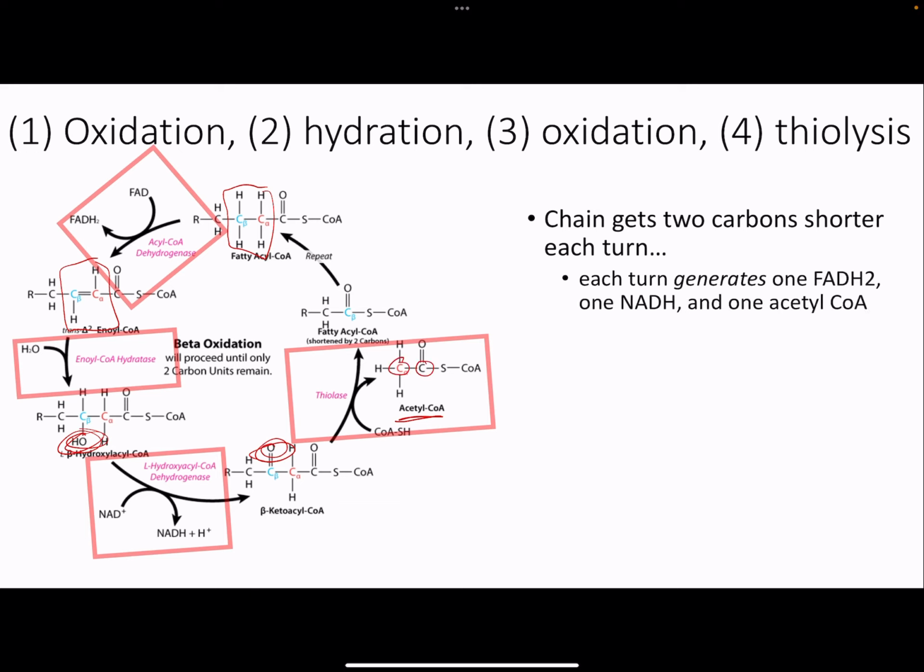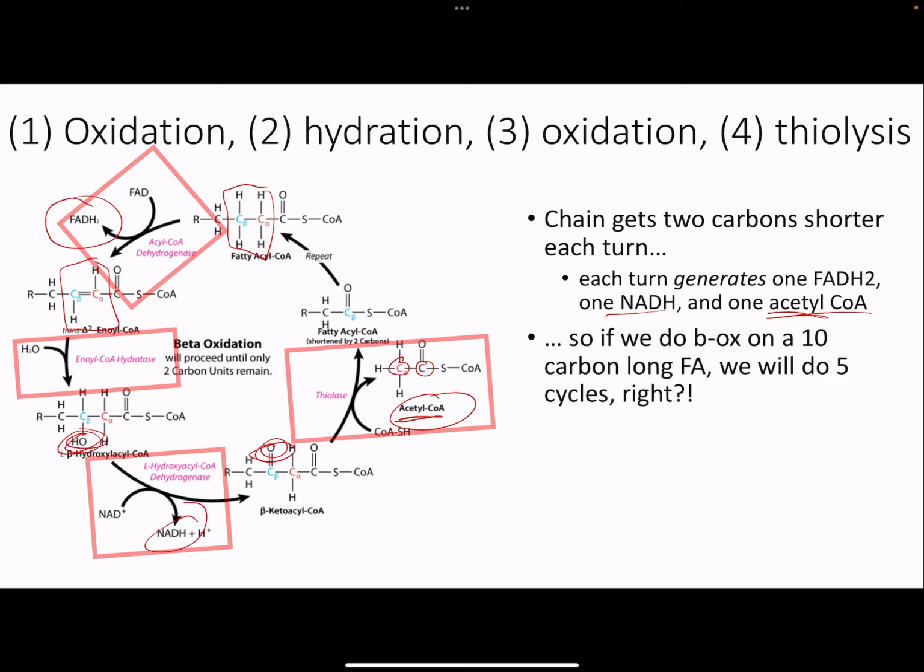So each turn is going to generate an FADH2. Boom, that's an FADH2. And an NADH, there's my NADH. And as we just said, we have our acetyl-CoA. So every turn generates an FADH2, an NADH, and an acetyl-CoA. Okay, so let's imagine we had a fatty acid that's 10 carbons long. So 10 divided by 2, that's 5, right? Actually not. 10 divided by 2, sure, is 5. But there's 4 cycles. And so that means we're actually just going to get 4 FADH2, 4 NADH.